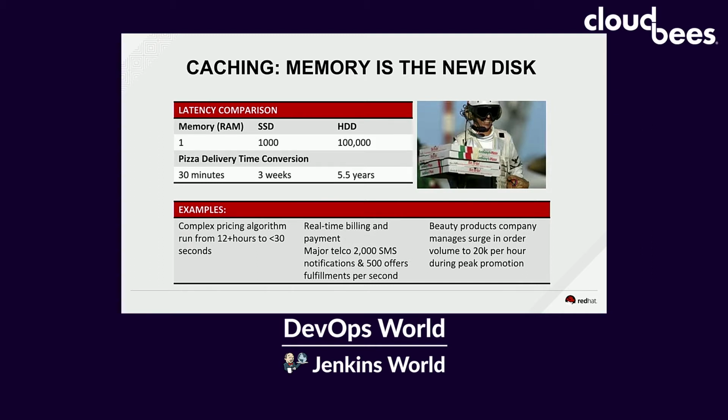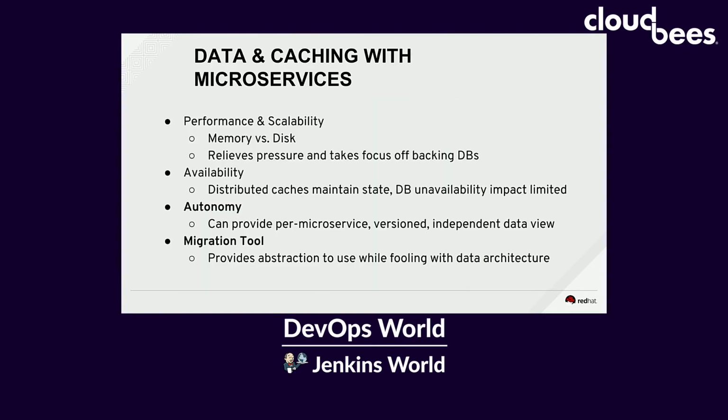So you can see memory is the new disk. Memory is still way faster than SSDs, and extremely faster than hard disk drives, and it makes a lot of sense to store your data in memory whenever you can. Using things like a distributed data grid can put your application data in memory and make it very, very fast to access. It's read and write.